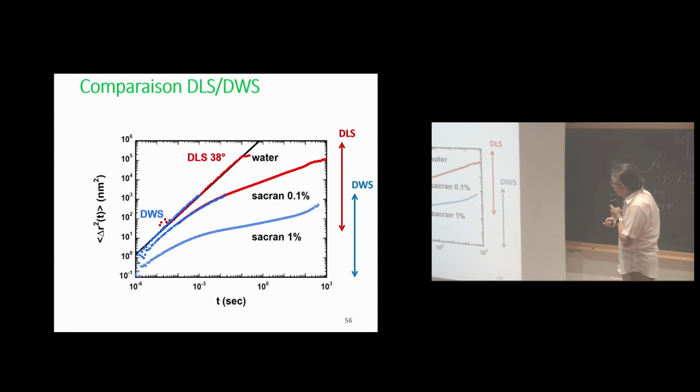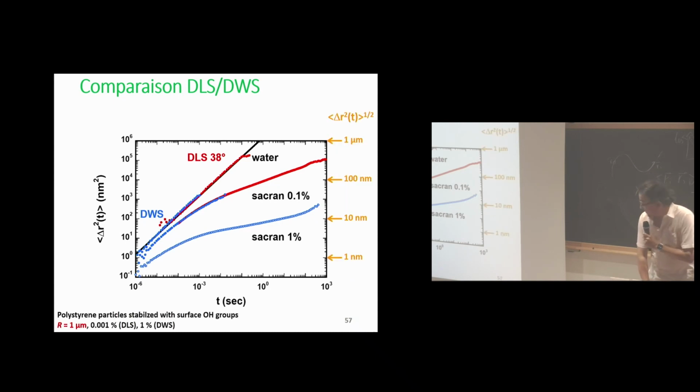So roughly DLS covers this MSD value range, and DWS is a little bit lower. This means that if you increase the polymer concentration, the displacement is much lower, so with DLS it's hard to detect, but with DWS it is possible. This is the root mean square displacement, to give an idea of the displacement.